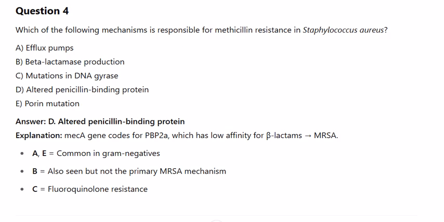Explanation. The mecA gene codes for PBP2a, which has low affinity for beta-lactams in MRSA. A equals common in gram-negatives, also seen but not the primary MRSA mechanism. C equals fluoroquinolone resistance.